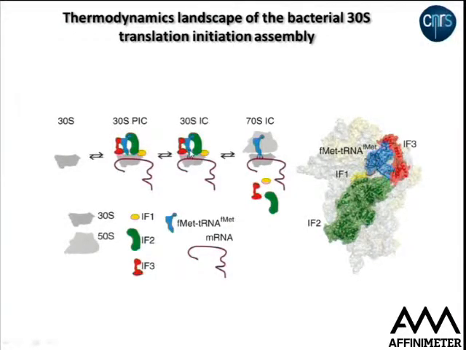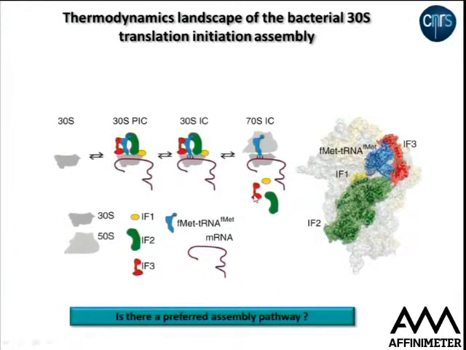Then the initiator tRNA establishes bonds with the messenger RNA, codon-anticodon interaction, to form the 30S initiation complex, which is then recognized by the large ribosomal subunit, which binds and ejects and releases initiation factors. And our goal was to see whether there is a preferred assembly pathway of this initiation complex. And for this, we tried to obtain a thermodynamic landscape of the whole bacterial 30S translation initiation assembly.